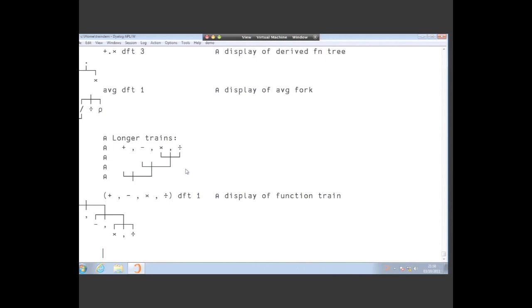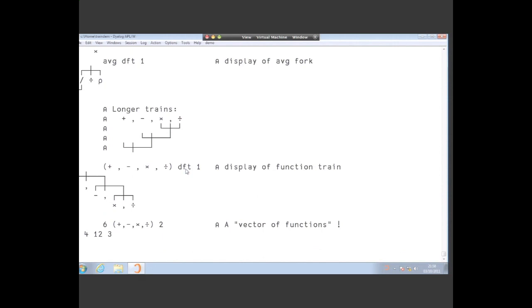Again, the major fork is on the left, and its rightmost tine is a fork, and its rightmost tine is a fork. If I apply this to arguments, you can work this out for yourself. But this amazed me when Roger showed it to me. I said, if you have trains, you can't have vectors of functions. Plus, minus, times, divide can't mean a vector of functions. And he said, sure you've got vectors of functions, because the result is: 6 plus 2 is the first item, 6 minus 2 is the next item, 6 times 2 is the third item, and 6 divide 2 is the fourth item. So effectively, with this mechanism, you have vectors of functions. Cool.